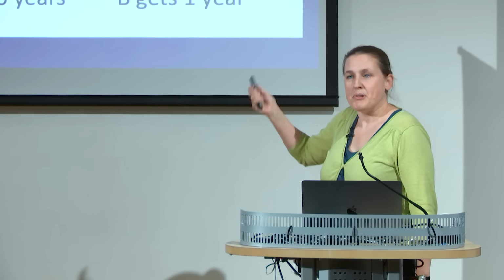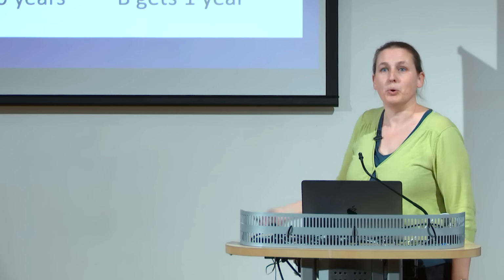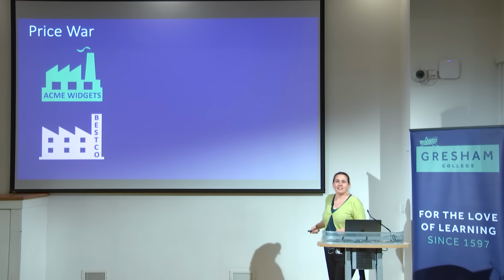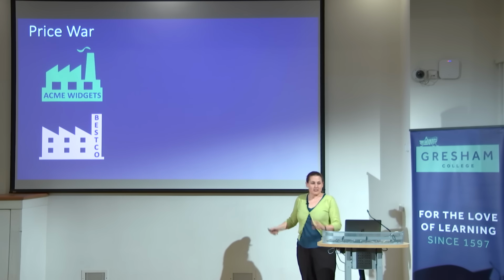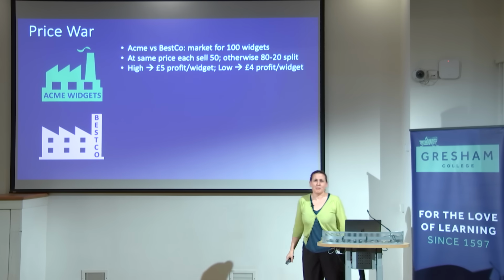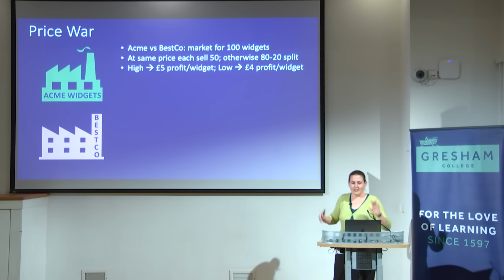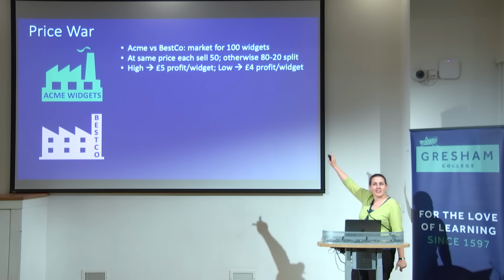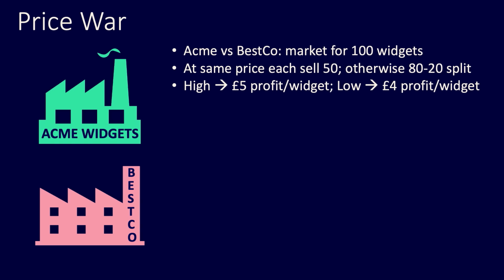So our first putative financial situation, price war, is exactly the prisoner's dilemma, just in disguise. So here I've got 2 companies, Acme Widgets and Bestco, who also make widgets, and they are competing for the market share of widgets, which I still don't really know what a widget is, but all the examples always use widgets. Whatever they are, they're both selling them, and there's a total market for, let's say, 100 widgets, right? If they both charge the same price for each widget, then they will get equal market share, 50 each.